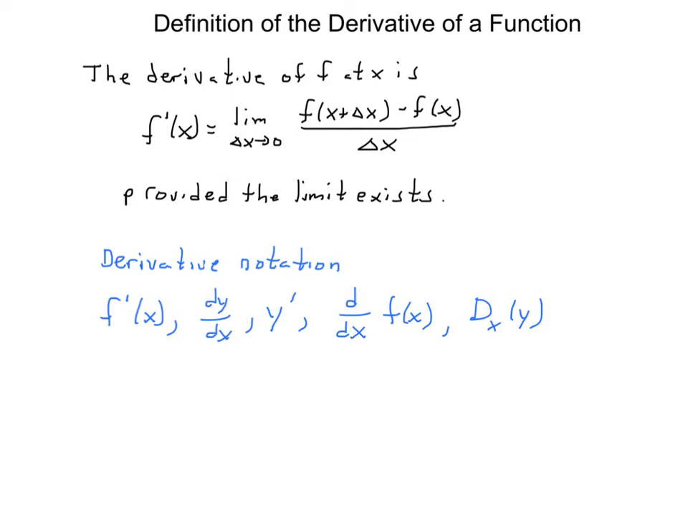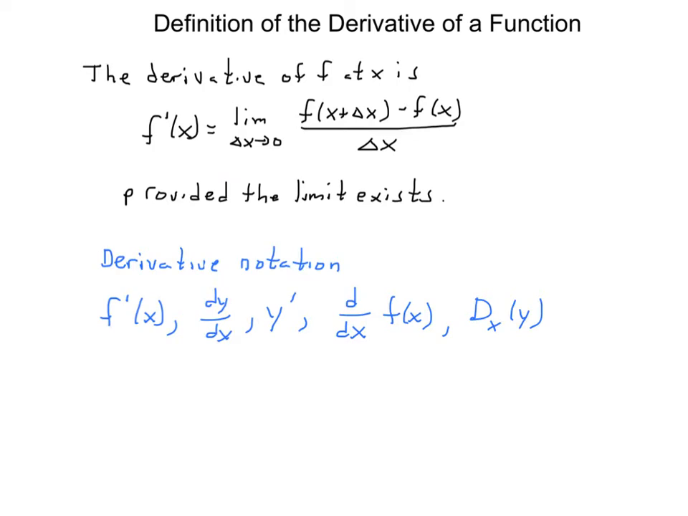So again, the definition of the derivative, and you want to get this copied down, is f prime of x equals the limit as delta x approaches 0 of f of x plus delta x minus f of x, all over delta x, again provided that limit exists.